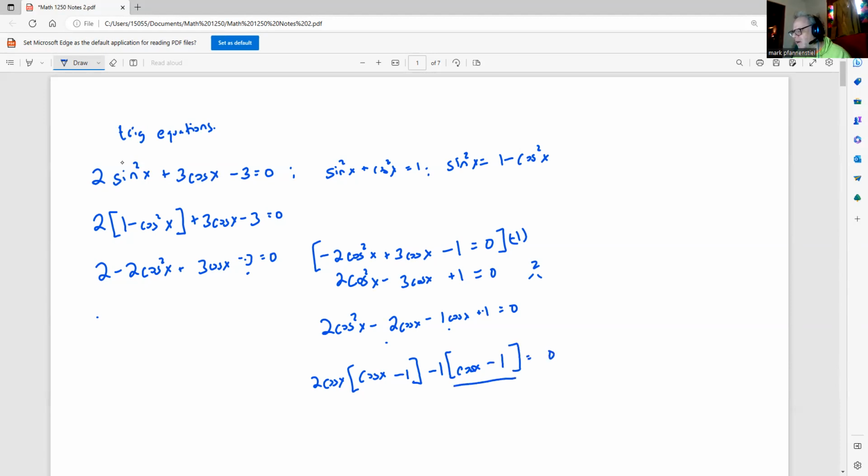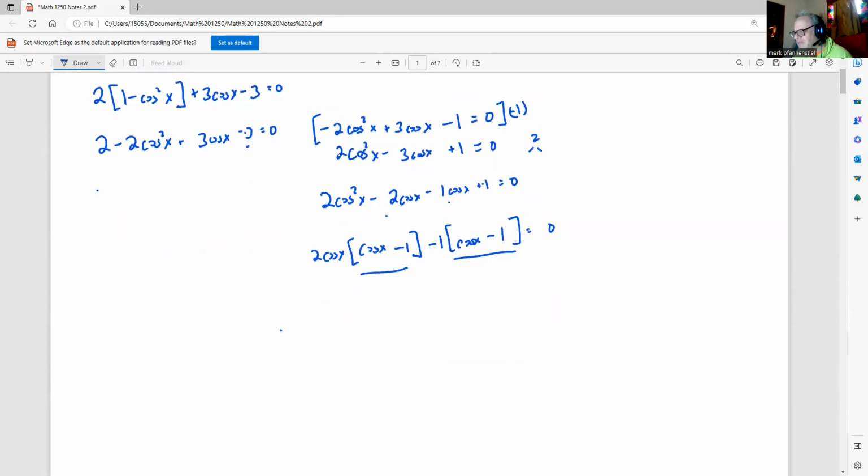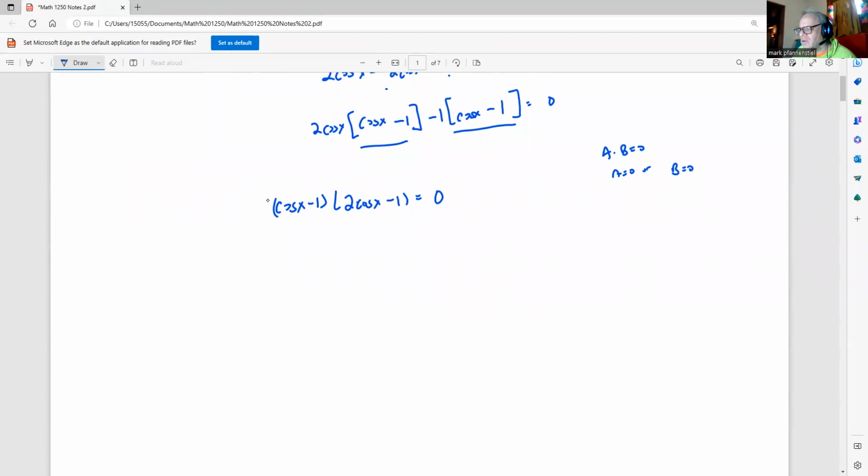Equals 0. Now, we're going to take that cosine x minus 1 and factor that out. So we have cosine x minus 1, and then what do we have left? We have 2 cosine x minus 1 equals 0. Now we have an a times b equals 0, so either a equals 0 or b equals 0. So what we're going to do next is say, we've got cosine x minus 1 equals 0, which implies that cosine x equals 1.